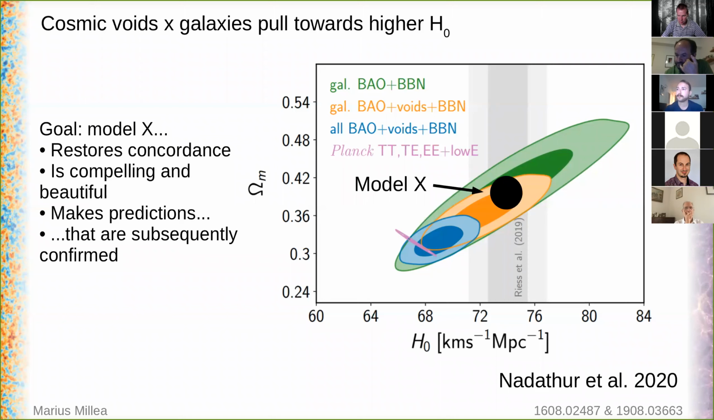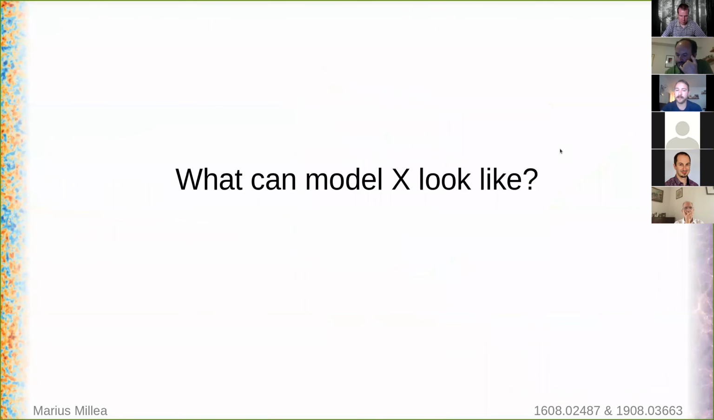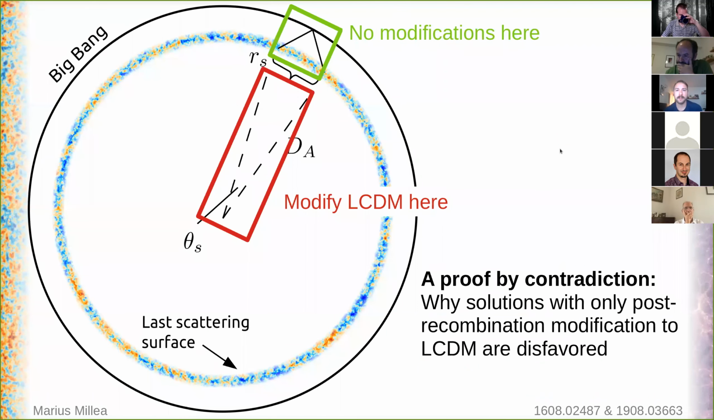And so what could this model X look like? That's what I want to spend my last couple of slides on here. And basically the point I want to make is that this model X is going to have to involve modifications to the very early universe between the Big Bang and last scattering. And I'm actually going to do it with sort of a proof by contradiction, where I'll try to make zero modifications whatsoever here and only modify here, and we'll see it doesn't really work. And this will be a totally general sort of discussion.